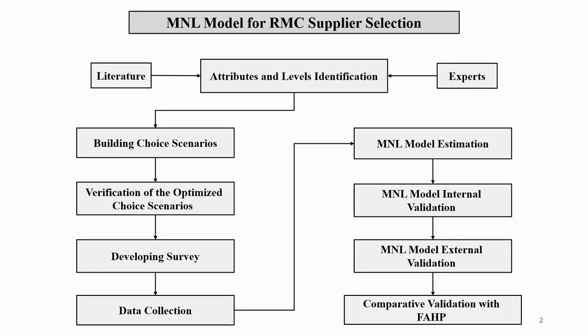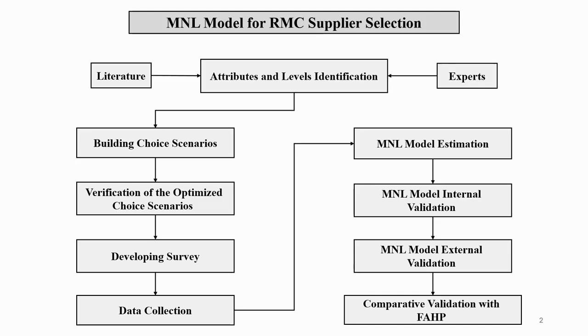As you can see, it starts with the attribute and level identification. Usually in research, this could come from literature and be complemented by experts. By levels, we mean, for example, if we have a price attribute, its levels may be only two, for example, high and low. It may be high, medium, or low. These are the features of that attribute, and this is the basis for building the choice scenarios. Without levels, we cannot build the choice scenarios.